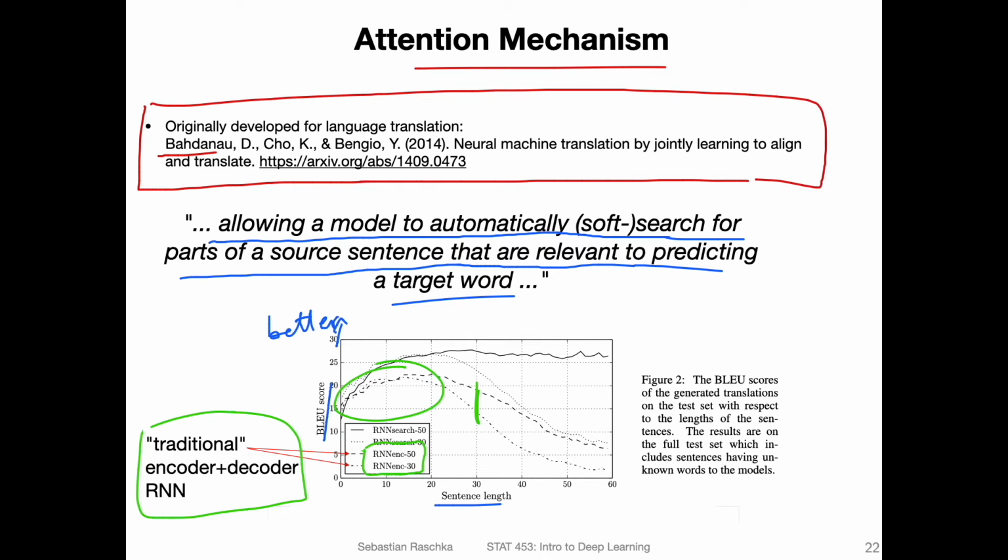But when they use this attention mechanism here, they get good performance even for longer sentences. So here the takeaway is that they find that the performance for longer sentences is better if they use this so-called attention mechanism. So how does the attention mechanism work? That is what I will show you in the next couple of slides.